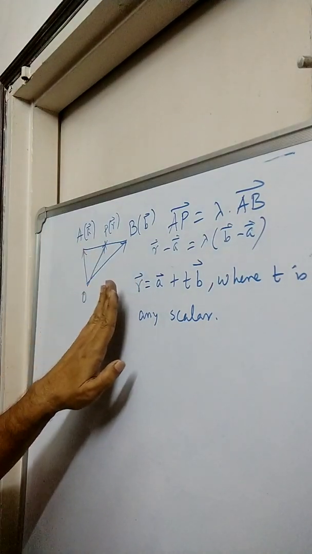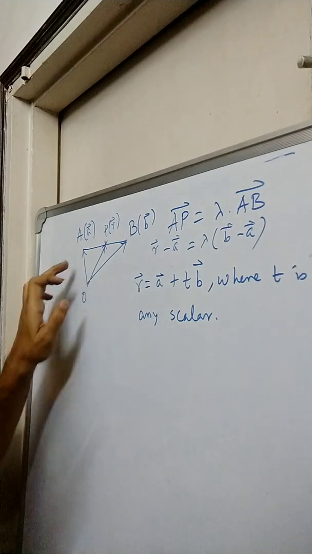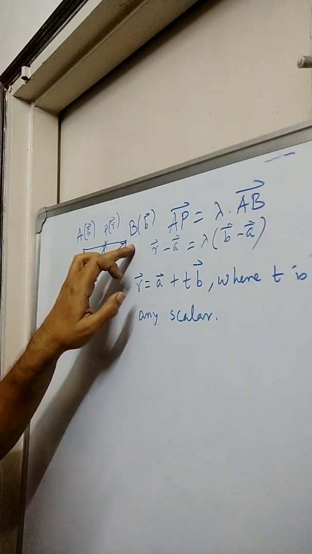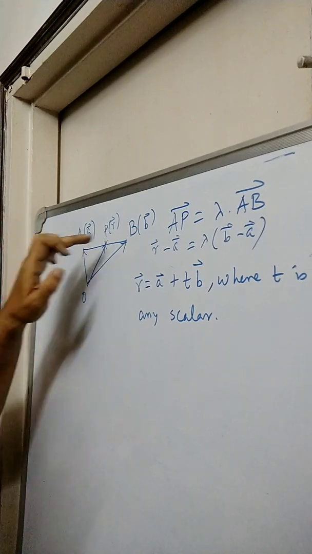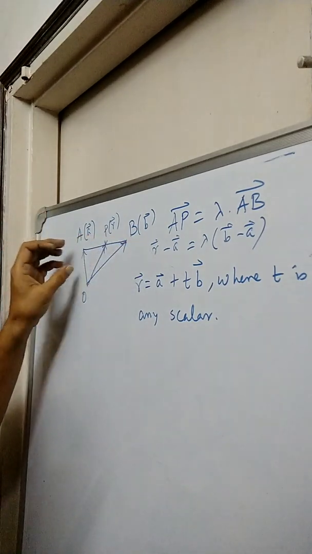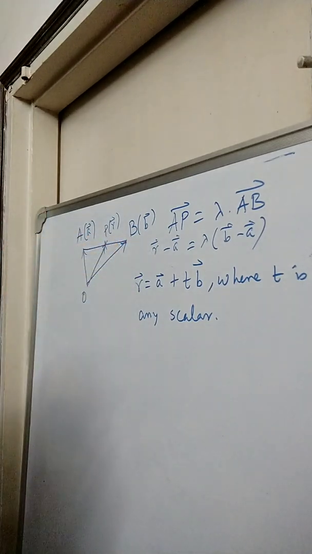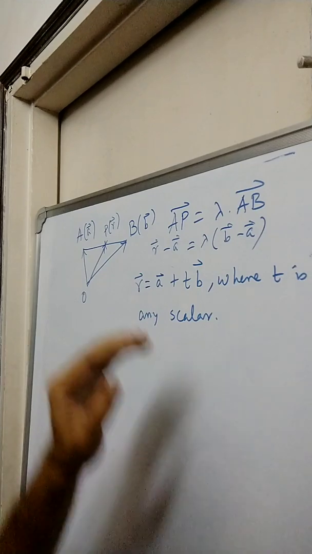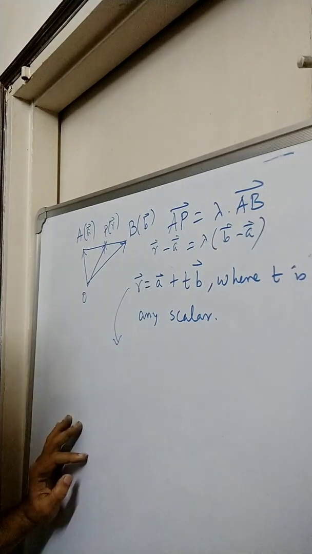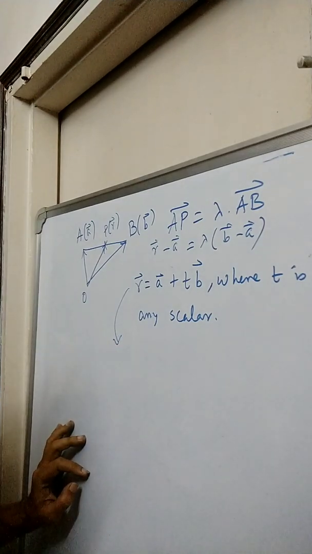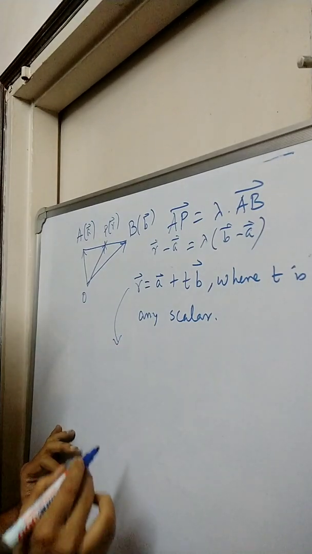And this is the equation of a straight line through 2 fixed points given as capital A and capital B, having position vectors small a and small b. When you know these 2 fixed points, you know the equation of the straight line. And this is the vector form. You can easily reduce it to your known form as in geometry.